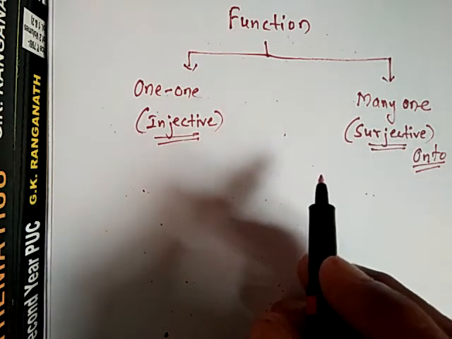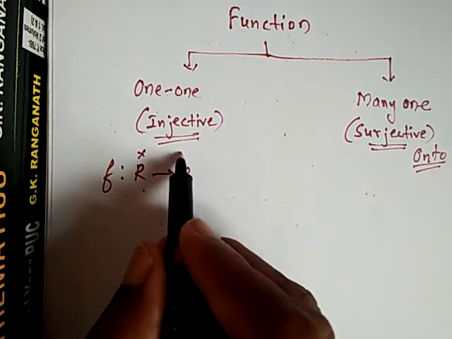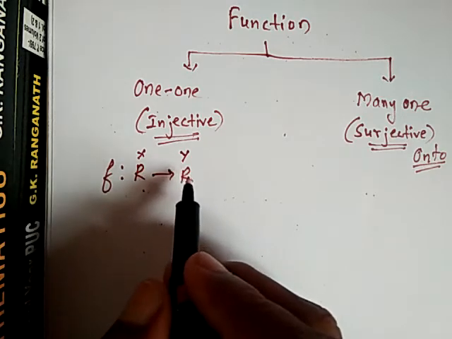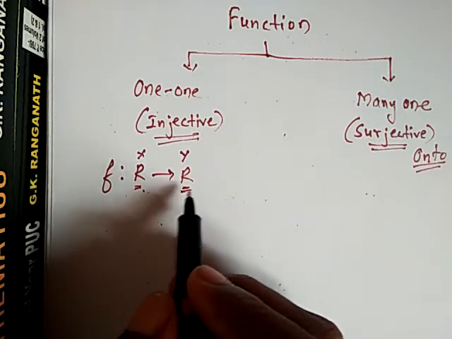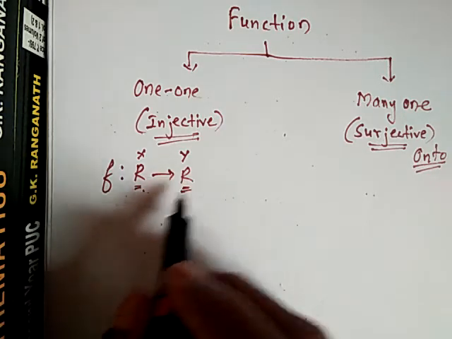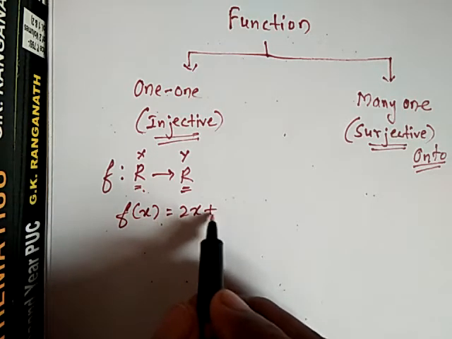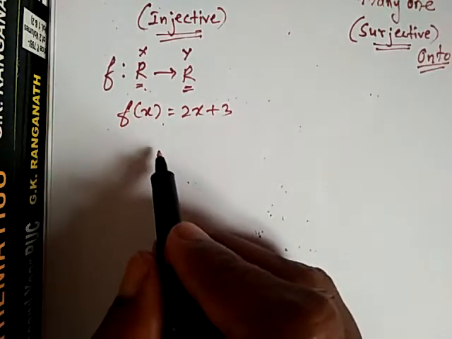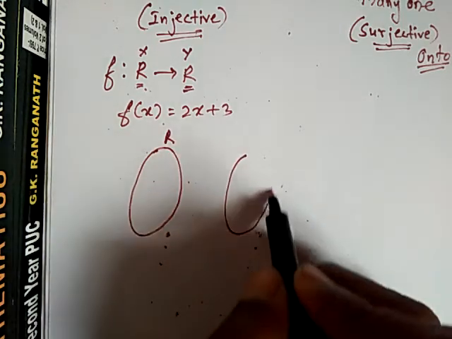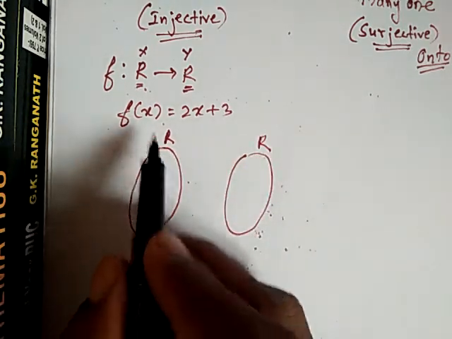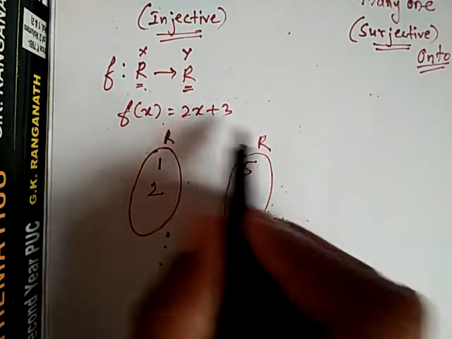I will consider one example so that you will understand. Consider a function from real to real. This is your X and this is Y, meaning this is the domain and this is the codomain. If you put a real number in the domain, you get a real number in the codomain. That is the meaning of f from R to R. Take the example f of x is equal to 2x plus 3, which is a function. We will consider the same example here. If you put 1 in this function, you get 5, as we studied just now. If you put 2, 2 into 2 is 4, plus 3 is 7.